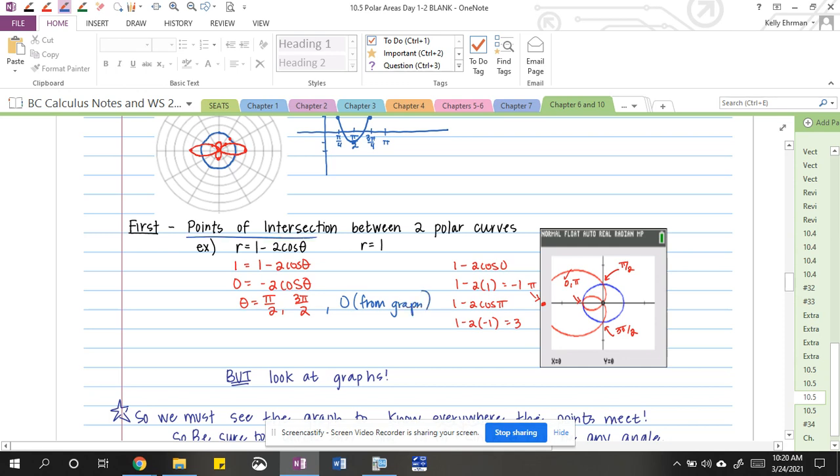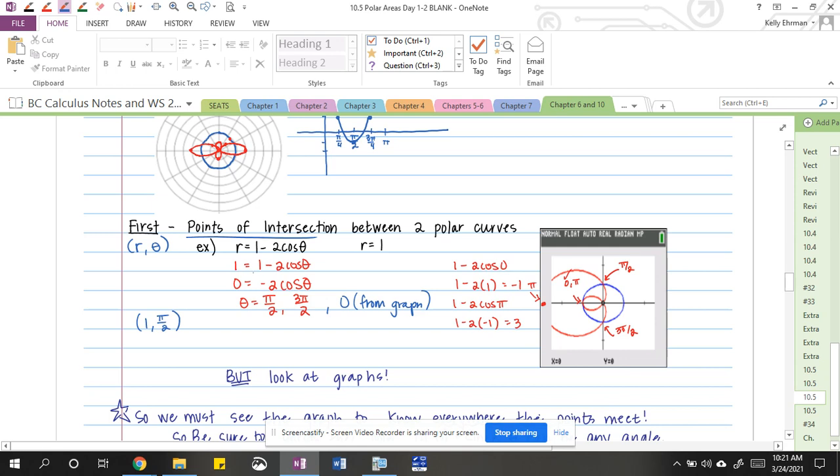Remember, points of intersection are (r, theta). All right, so I need to figure out what r is at these values. I can see it again on the graph, but I could also plug it in. To save time, I'm going to use that graph. So at pi over 2, that was 1. (1, pi over 2) is an intersection.